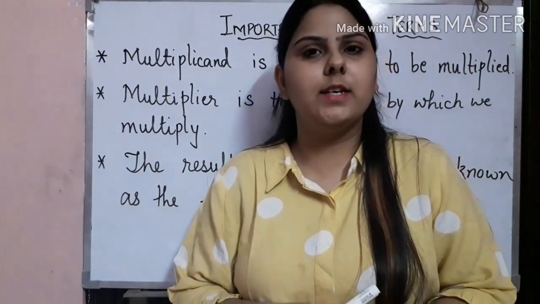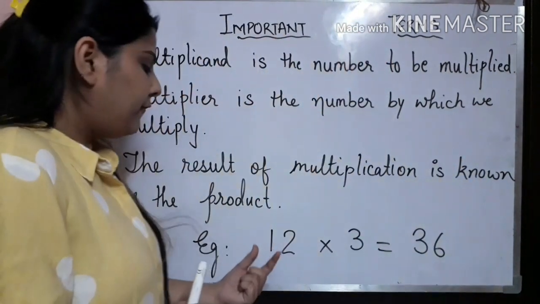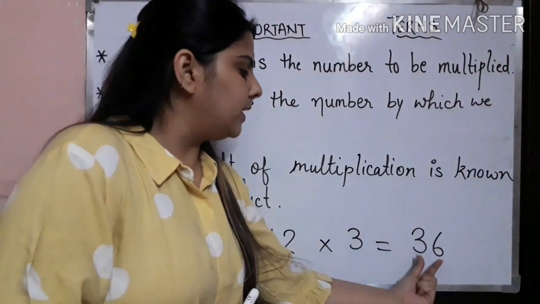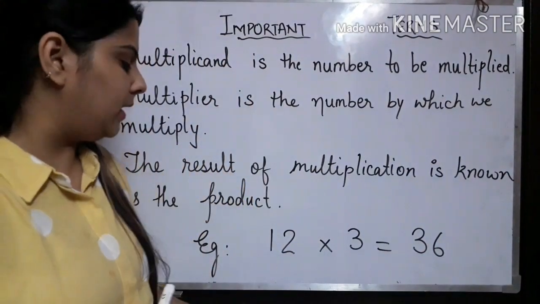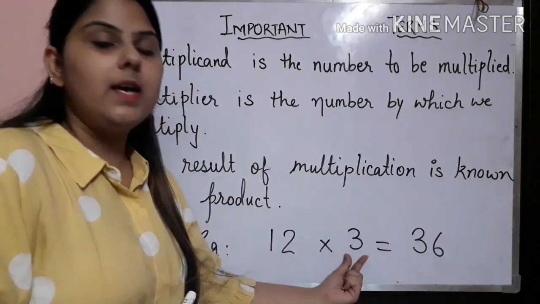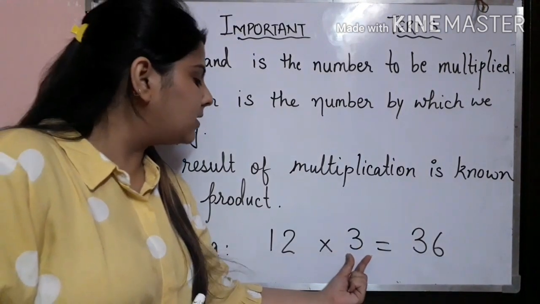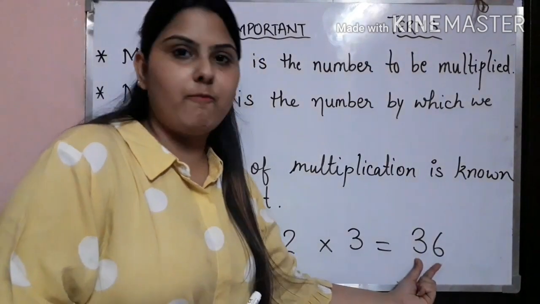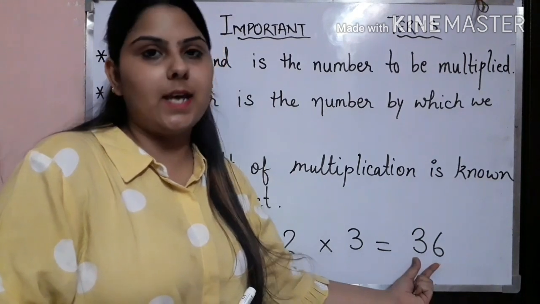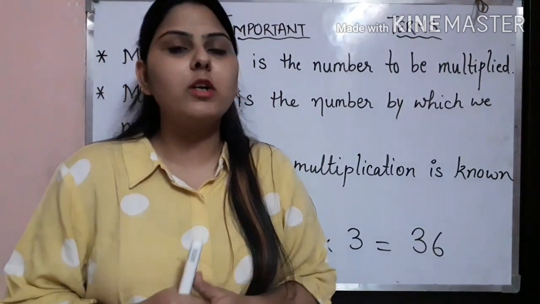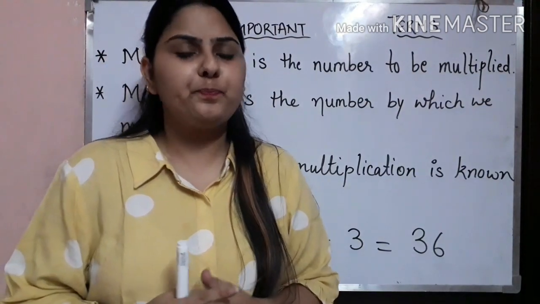Now let us see this with an example. If I write 12 into 3 is equal to 36, this tells me that 12 is a multiplicand, 3 is a multiplier because this number is multiplying 12. And the answer of multiplication, that is 36, is known as the product. So I hope these few important terms are clear to you.